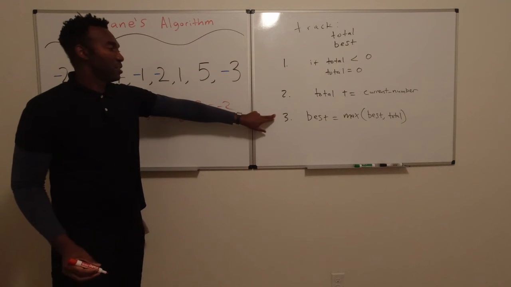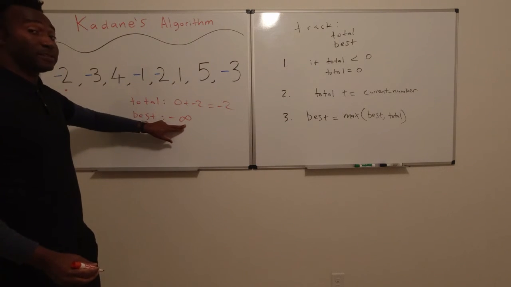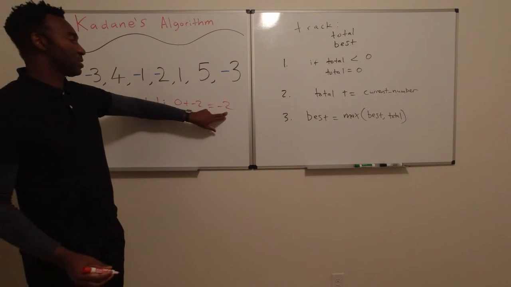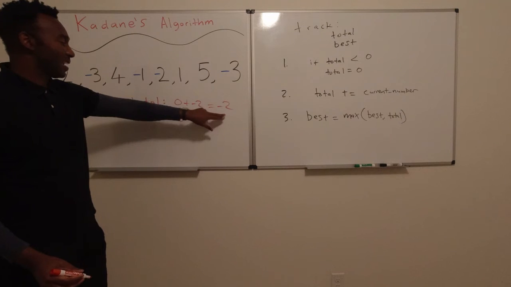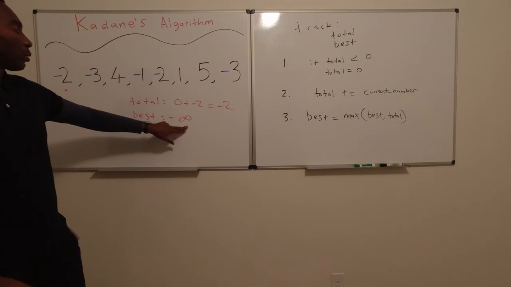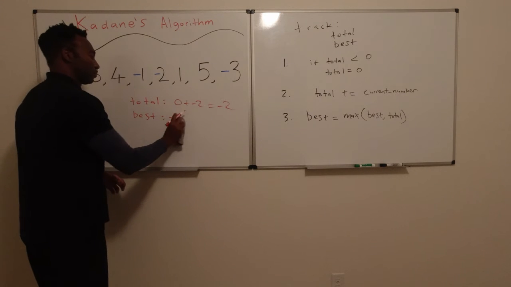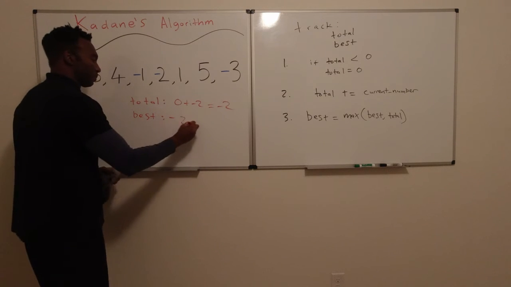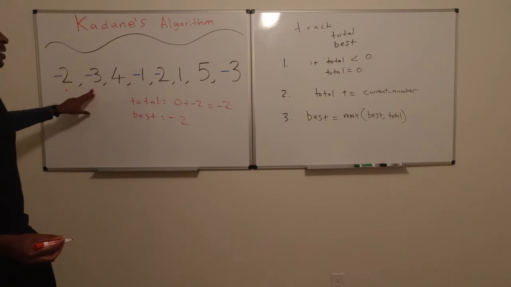Next step says you want to find the maximum between the best, which is negative infinity, and then the total, which is negative 2. Well, negative 2 is larger than negative infinity. Therefore, we're going to update our best as negative 2. Perfect. So that number is done. Let's go to the next number, negative 3.